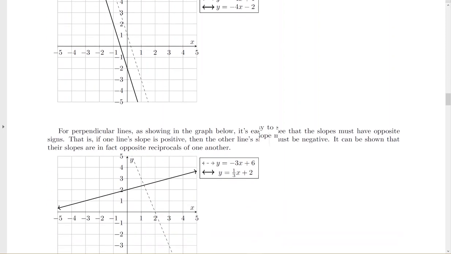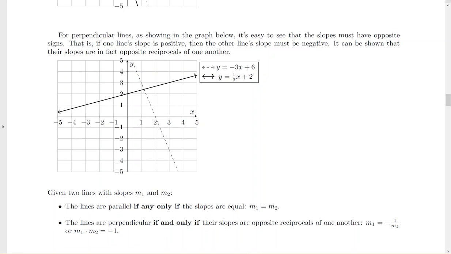For perpendicular lines, we take a look at this. In order for two lines to be perpendicular, their slopes have to be opposite signs and reciprocals of each other. So if I take a look at the slope of the dashed line, I can see it's going downhill, so it's going to be negative 3 for the slope, and the y-intercept is going to be way up here at 6. For the solid line, its slope is a positive 1/3. It's going uphill, and it has a y-intercept of 2.